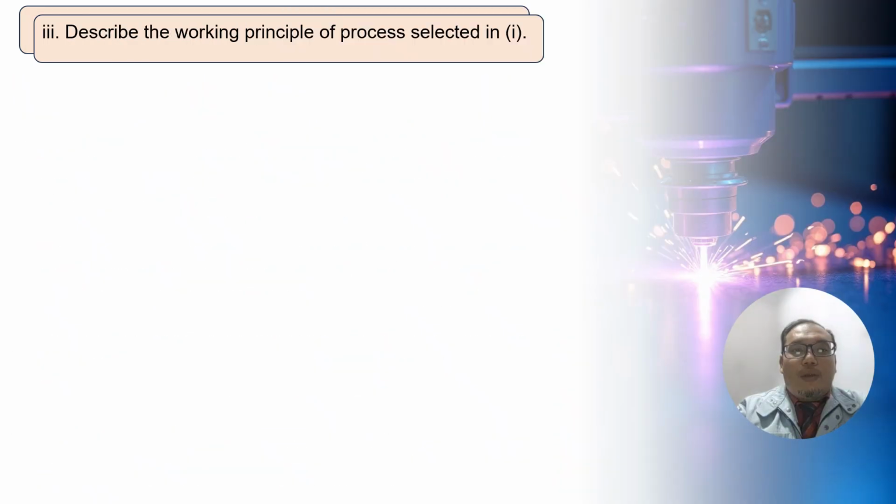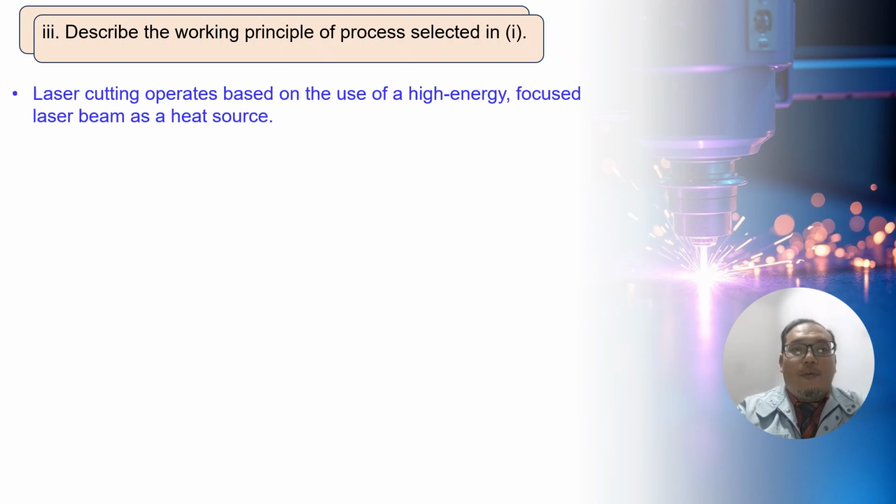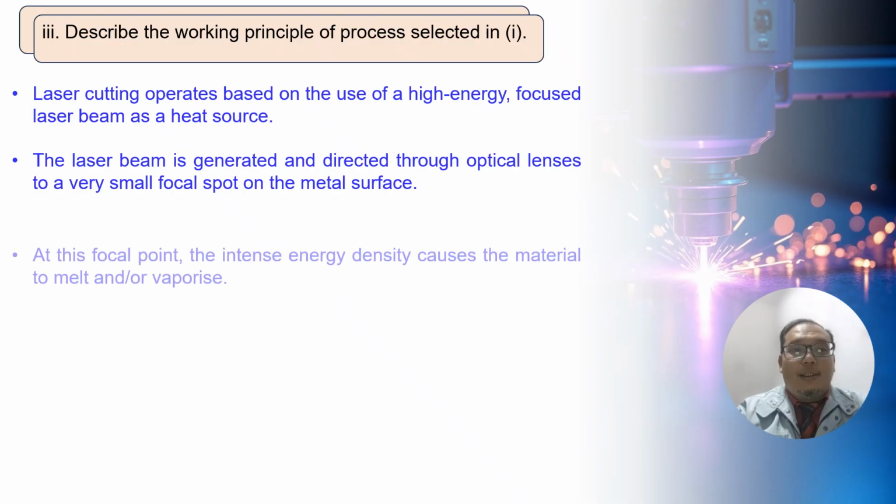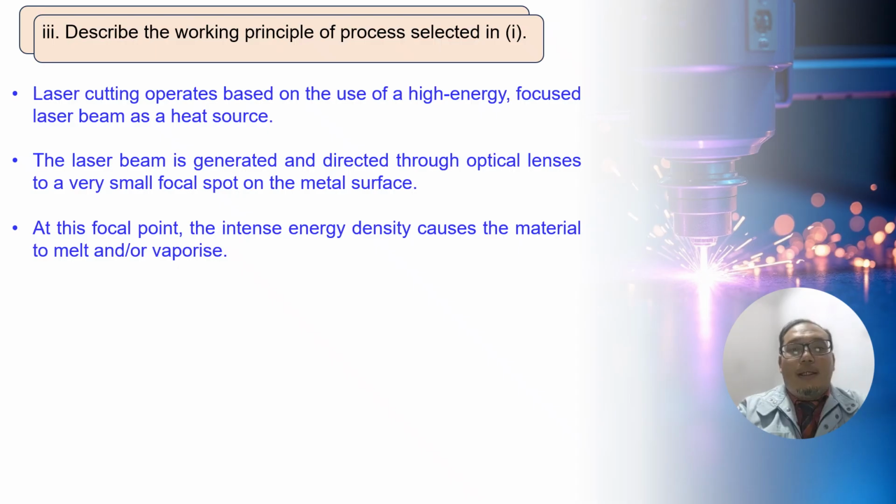Let's continue with question 1.3. Describe the working principle of the process selected in 1.1. We selected laser beam machining in question 1.1. Laser cutting operates based on the use of a high energy focused laser beam as a heat source. The laser beam is generated and directed through an optical lens to a very small focal spot on the metal surface. At this focal point, the intense energy density causes the metal to melt and or vaporize.